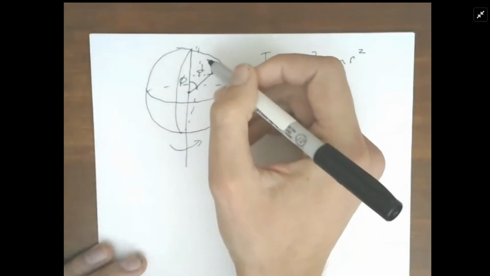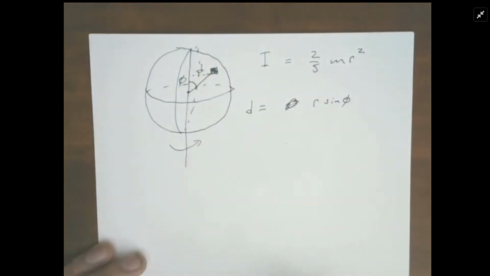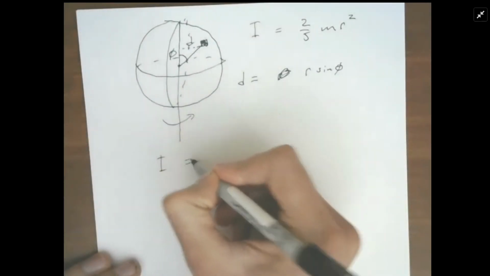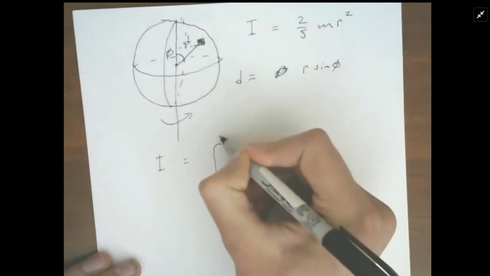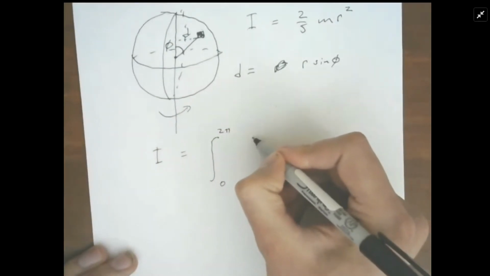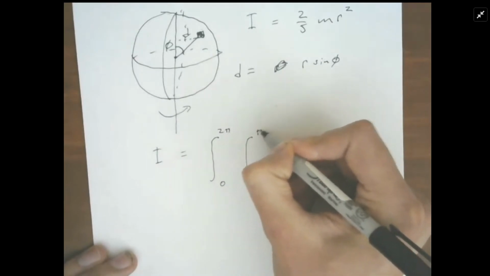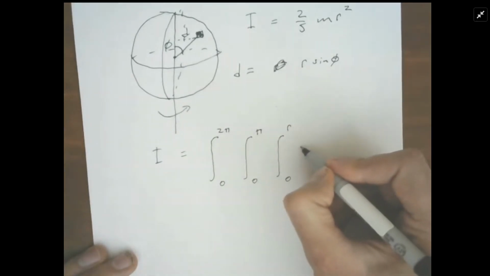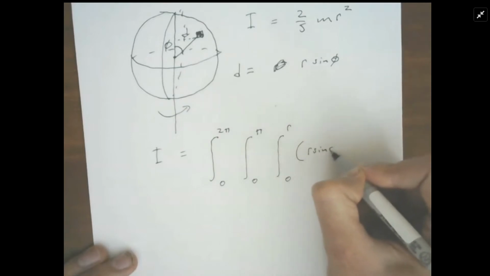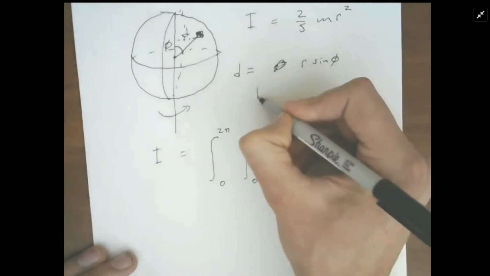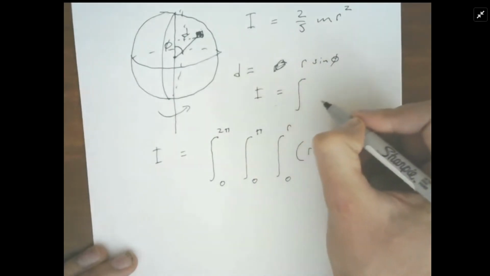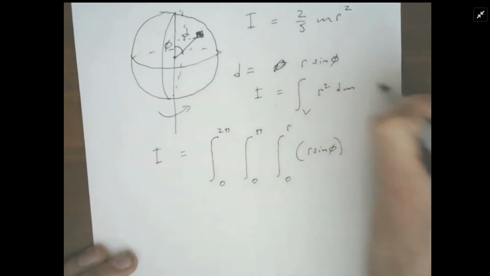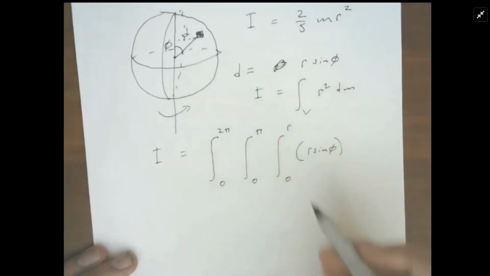But what I have to do is integrate over the entire ball, so we're going to use spherical coordinates. I'll skip a few steps here, but I'll write I equals the integral. We're going to have a theta integral, a phi integral from 0 to pi, and an r integral from 0 to r. And now my d, like I said, is r sine phi. The integral in general for this is the integral over some volume of r squared dm. So this is the general formula for moment of inertia.